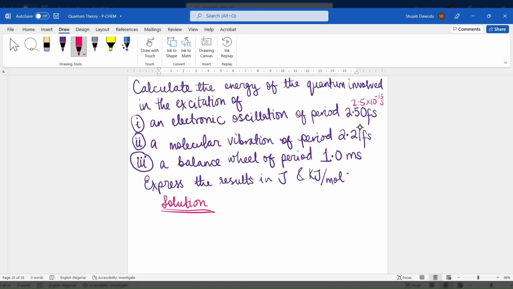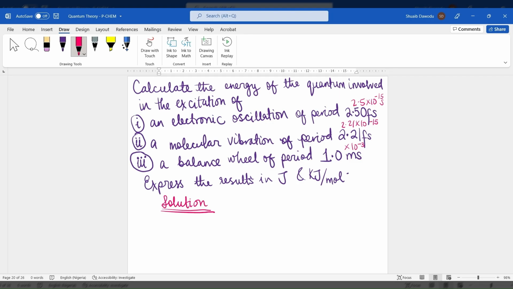So in this case, 2.21 fs is just 2.21 times 10 raised to the power negative 15 seconds. And then 1.0 ms, that's milliseconds, so times 10 raised to the power negative 3 seconds. I just wanted to make sure everybody understood that. Then they say express the results in joules and kilojoule per mole.